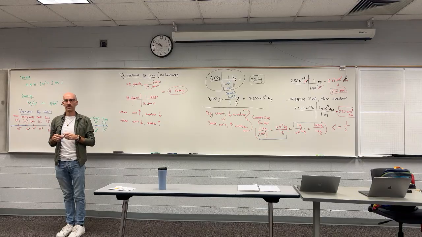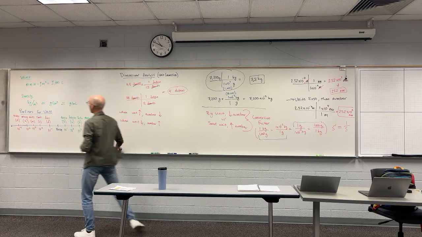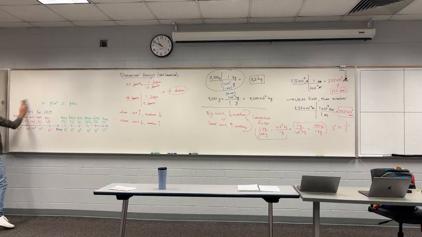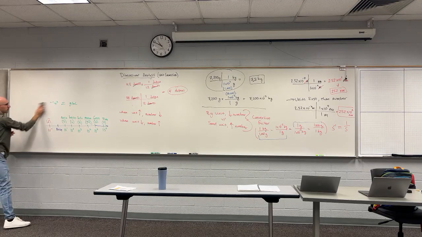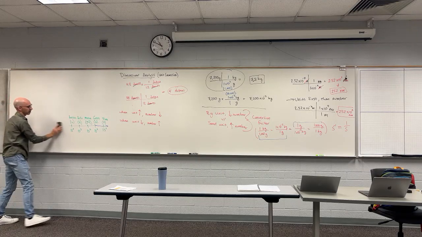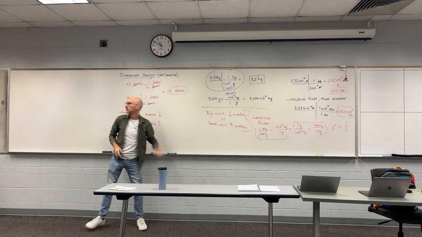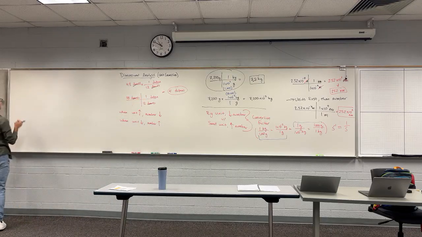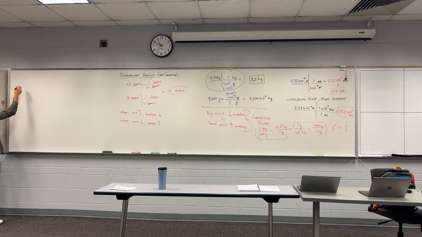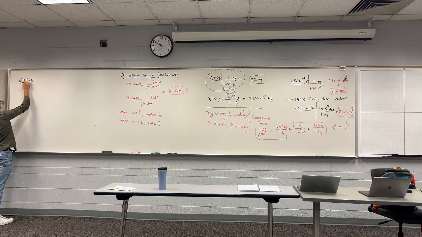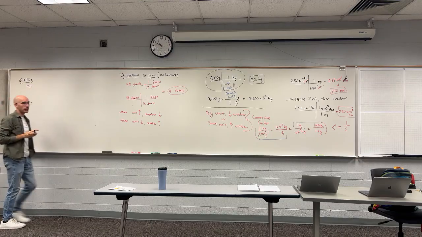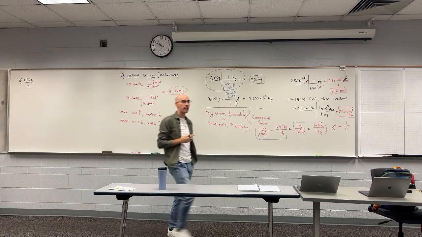Okay? I want you guys to do something a little bit more challenging now. I want you to convert multiple units. So the density of one of my liquids is 0.798 grams per milliliter.